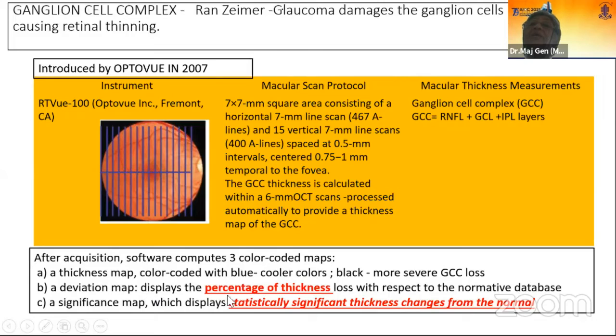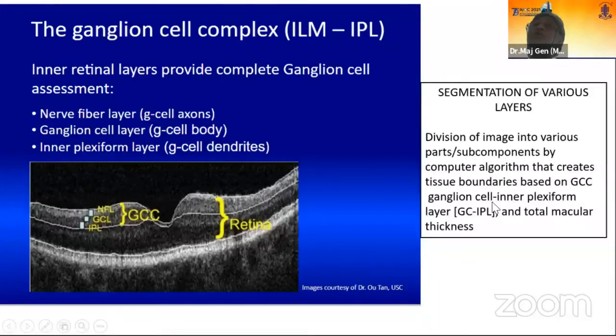Then there's a deviation map. This displays the percentage of thickness with respect to the normative data. And then the significance map, which shows the statistically significant thickness deviation from normal. So there's a percentage thickness and the statistically significant thickness. These are 2 different things.